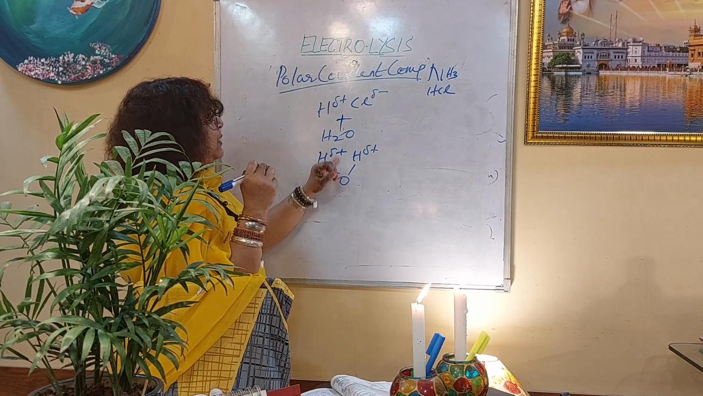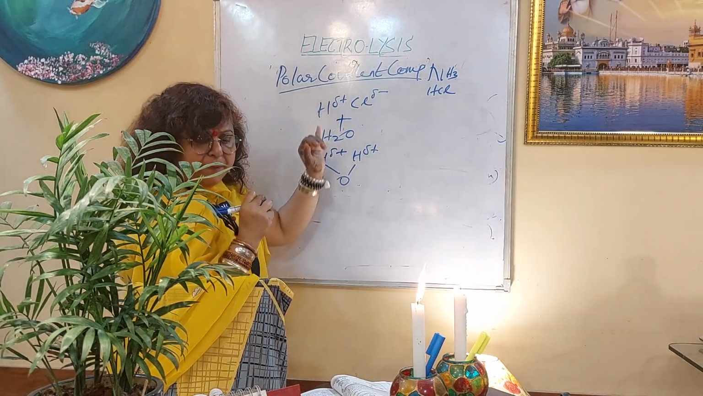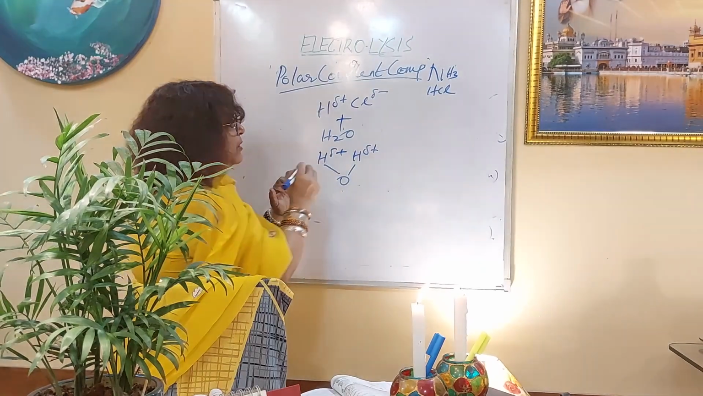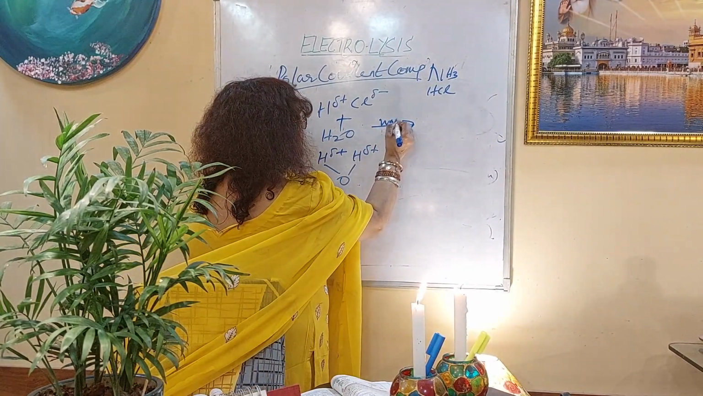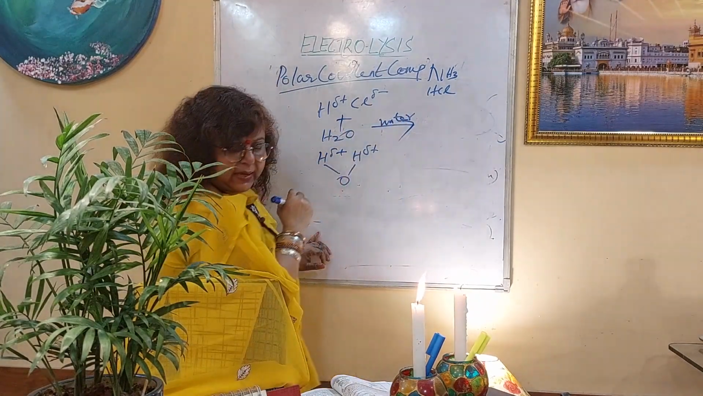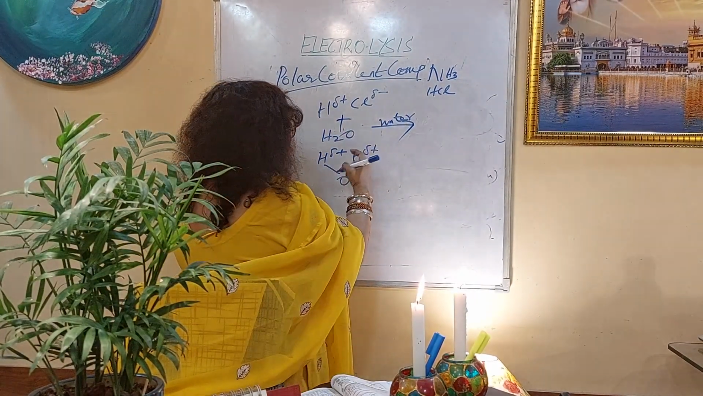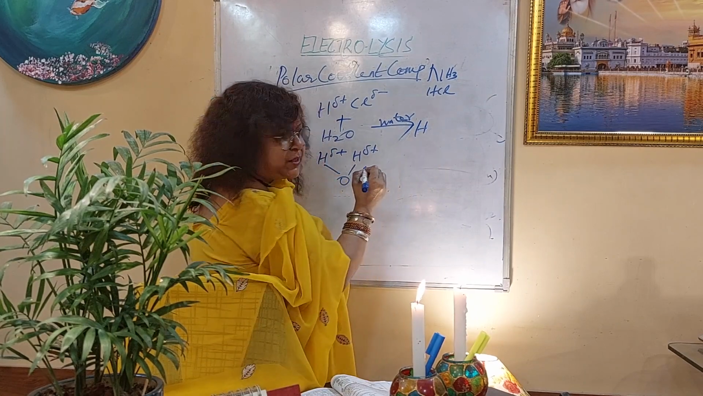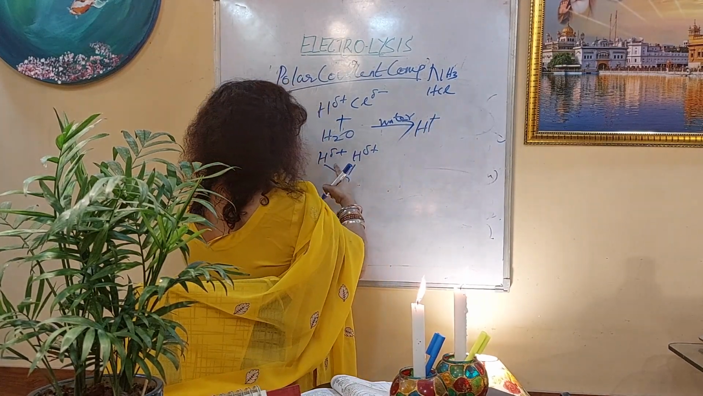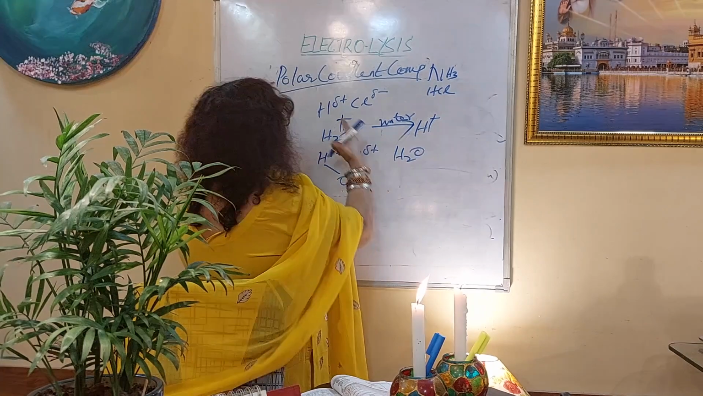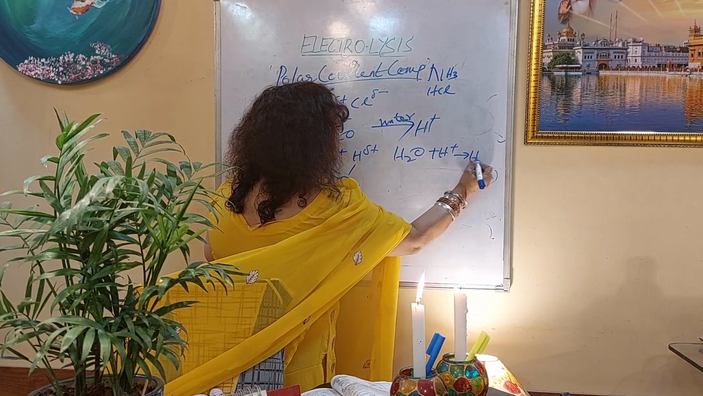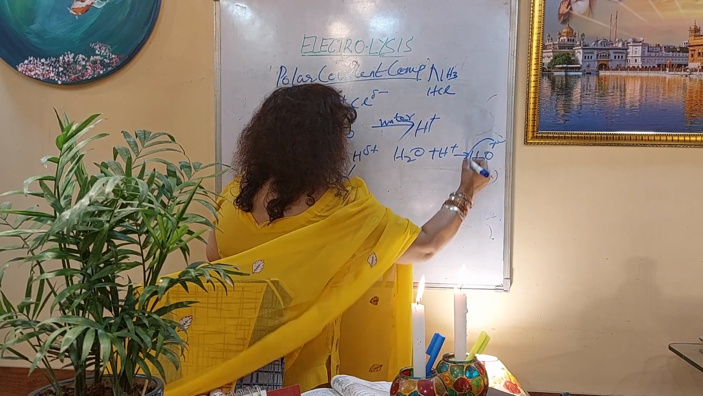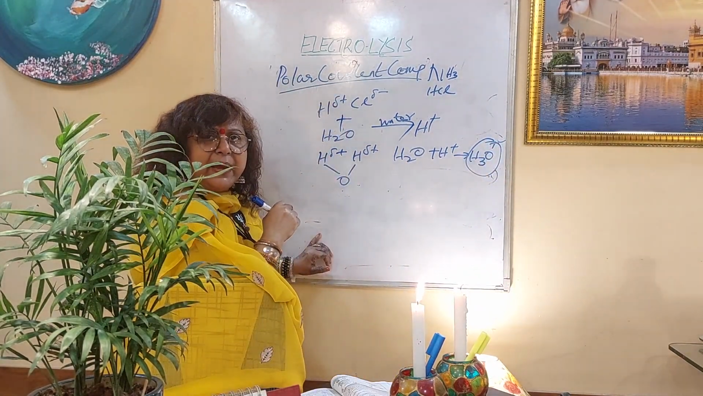Okay. So water plus HCl will show what? I write here the reaction with water. If water is being added to HCl, then what will happen? It will break into H plus. Why? Because H2O plus H plus will form H3O plus. This is known as hydronium ion.